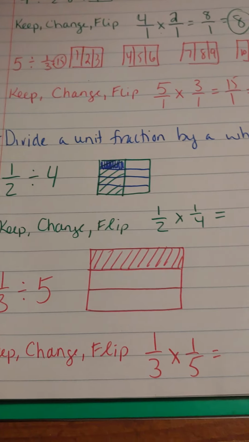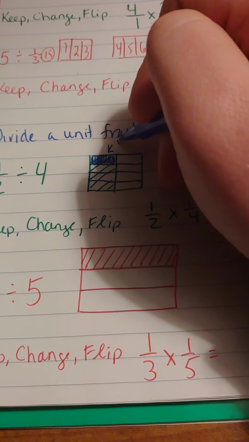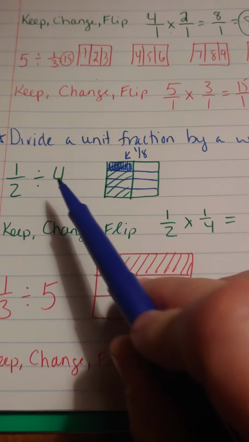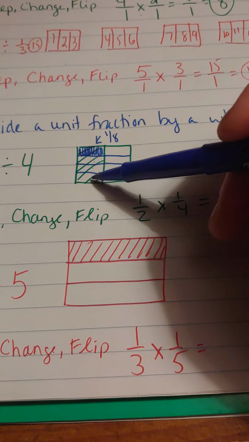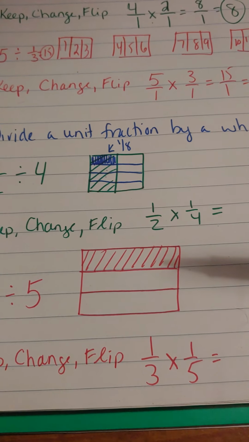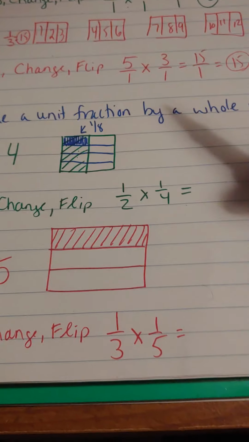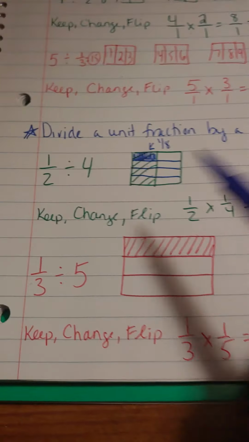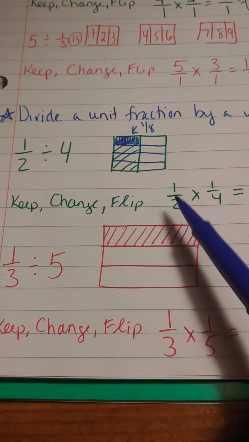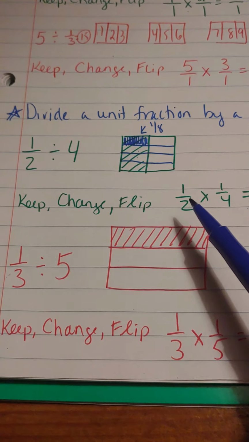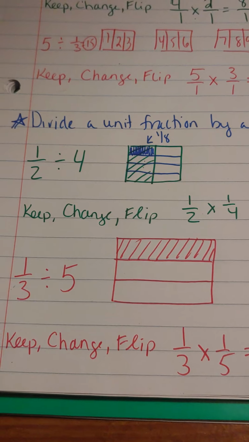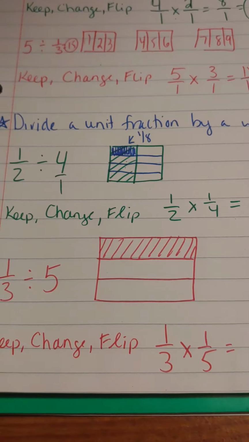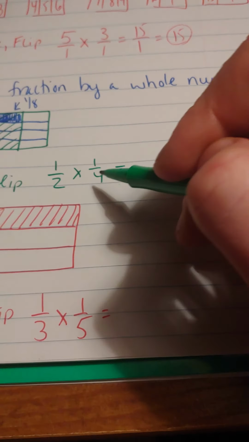So that little shaded in portion is worth 1/8. So we took a half of our cake, split it into 4 pieces, 1, 2, 3, 4, drew the lines across. It is worth 1/8 of the original cake. Now we can do the same thing down here. Keep our 1/2, change from division to multiplication, and then flip. So instead of 4, which is like 4 over 1, we're flipping it to be 1 over 4.